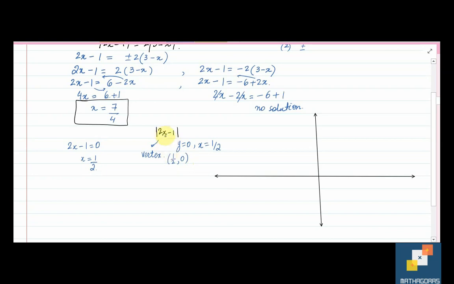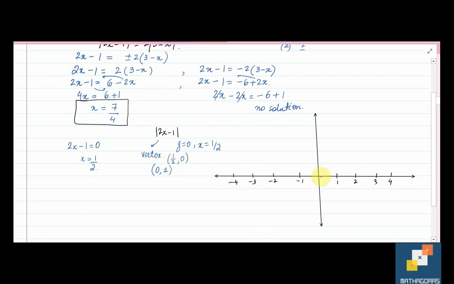y is 2 minus 1 is 1, right? Sorry, 0 minus 1 is negative 1. When x is 0, y is -1, but due to the sign of modulus it will be +1. So if I draw the points 1, 2, 3, 4, and on the negative side we have -1, -2, -3 and -4. This graph has a vertex point at 1/2, that means 0.5, in between 0 and 1.